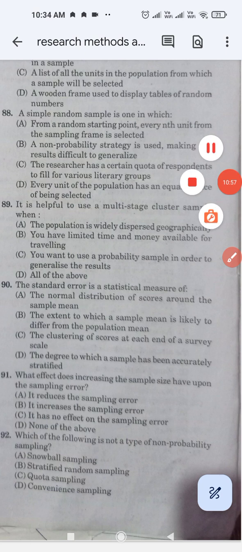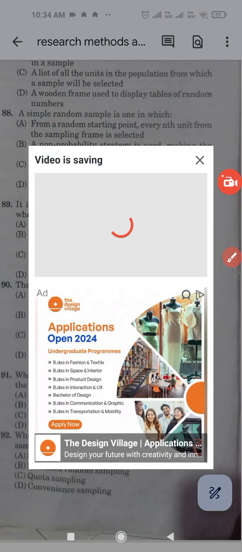Option A, a summary of the various stages involved in designing a survey. Option B, an outline view of all the main clusters of units in a sample. Option C, a list of all the units in the population from which a sample will be selected. And option D, a wooden frame used to display tables of random numbers. So the correct answer is option C, a list of all the units of population from which a sample will be selected. Option C is the correct answer.